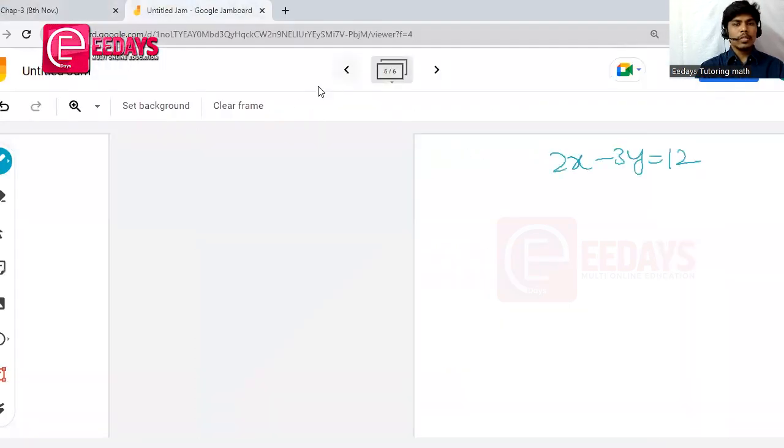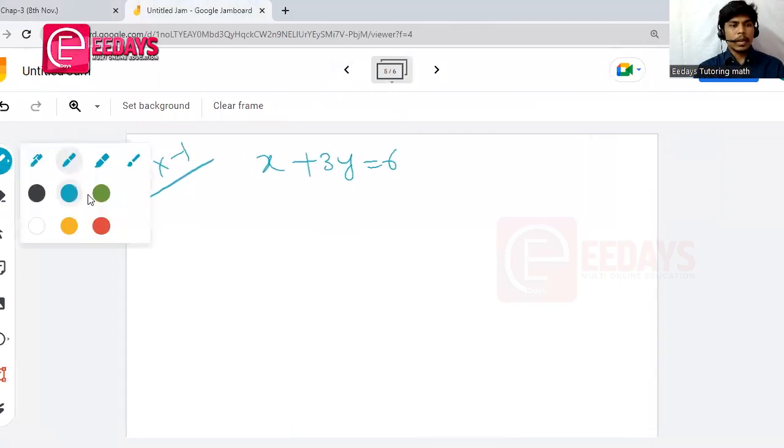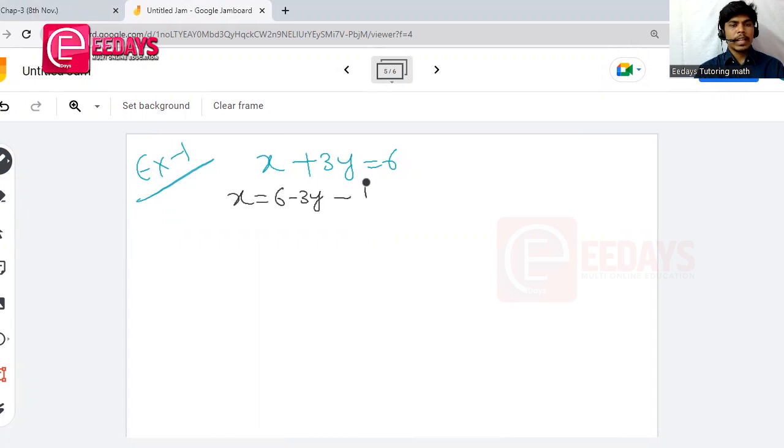Now you can represent it by transferring 3y to the other side, so x is equal to 6 minus 3y. Can I write it like this? This is equation 1.